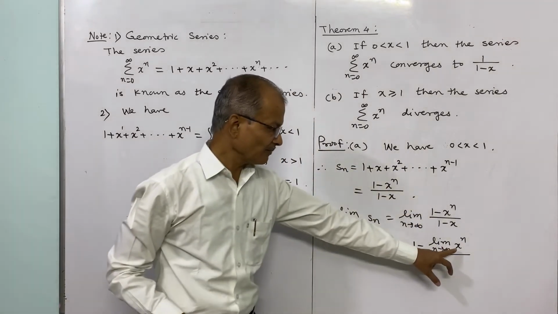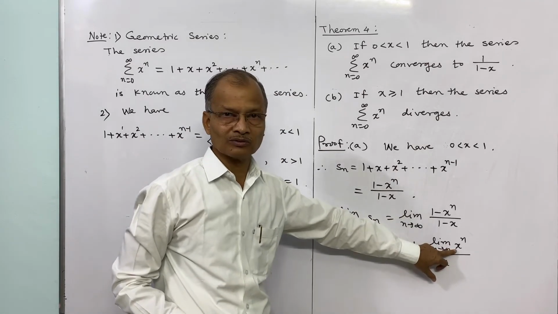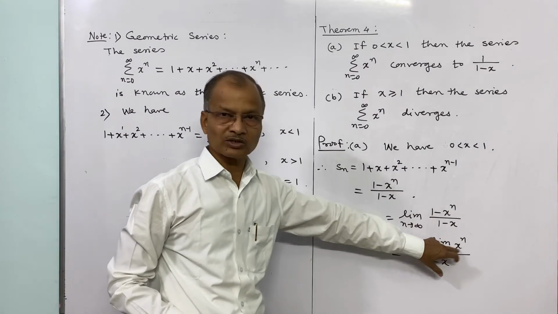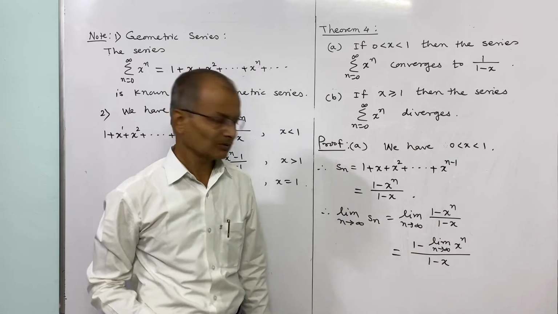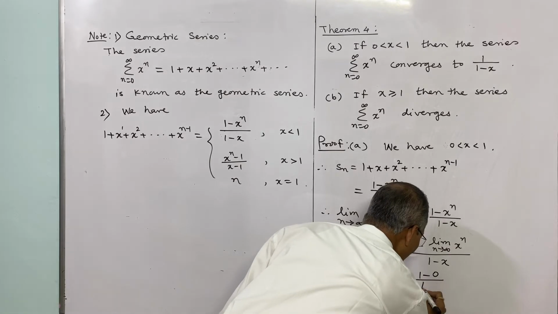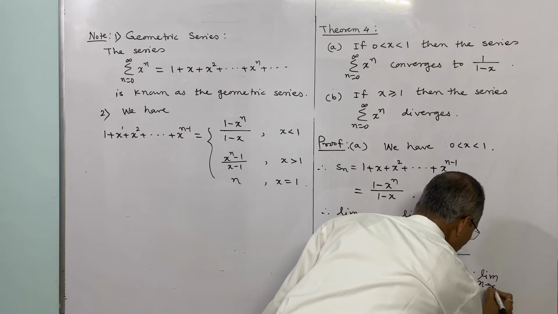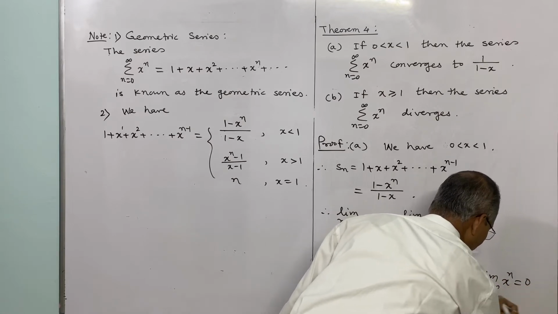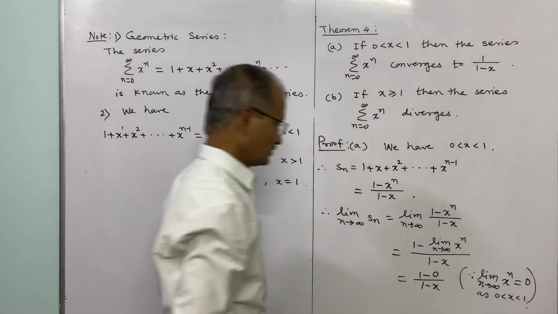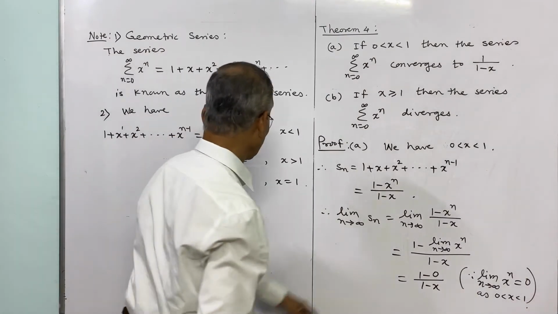And what is this limit? If x is less than 1, then this will tend to 0. This we have studied in sequences. It is a geometric sequence with the common ratio less than 1, and it converges to 0. So therefore this is 1 minus 0 divided by 1 minus x, since the limit as n tends to infinity of x to the power n is 0, as 0 is less than x is less than 1. So that's what we have, the limit of Sn is 1 upon 1 minus x.